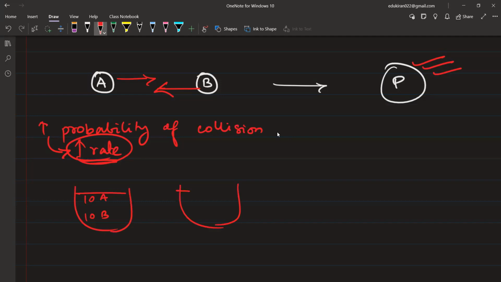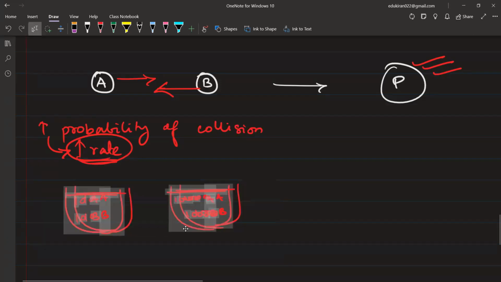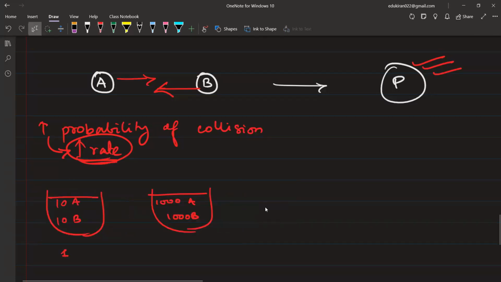Now, in a container, let us suppose I have 10A and 10B. And in another container, I have 1000A and 1000B. The volume of both the containers is the same. Tell me, where is the probability of collision more, in the first case or the second case? First case.